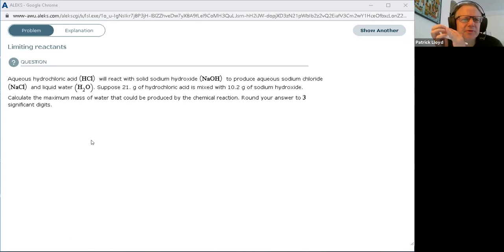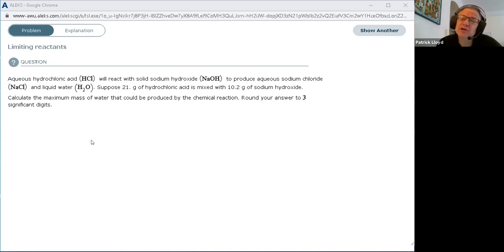So in this particular problem, it's called limiting reactants. It says here that aqueous hydrochloric acid. So in the next chapter, we're almost there. When we get to chapter 4, we're going to start talking about aqueous reactions. So acids and bases, precipitation, reduction oxidation reactions. Gets interesting. Aqueous hydrochloric acid, by the way, is the main acidic constituent of gastric juice, one of the early steps of digestion.